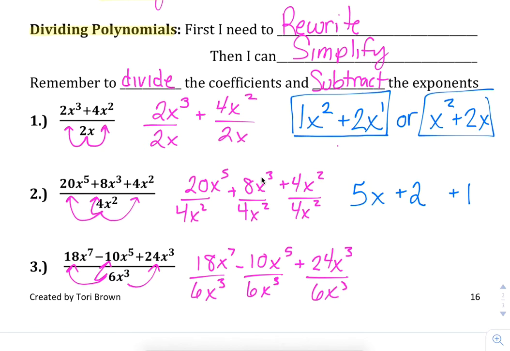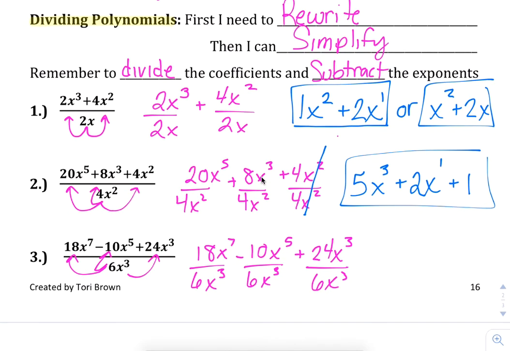5 exponent, subtract the 2 gives me 3 x's. That's right here. 5 is bigger than 2. 5 minus 2 makes 3. I'm going to subtract these exponents. 3 minus 2 makes x to the first power. And then I'm going to look at this last part. X squared and x squared, they're going to cancel. There's no more x's. So we don't put any x's over here with this 1. Okay, that right there is a final answer.